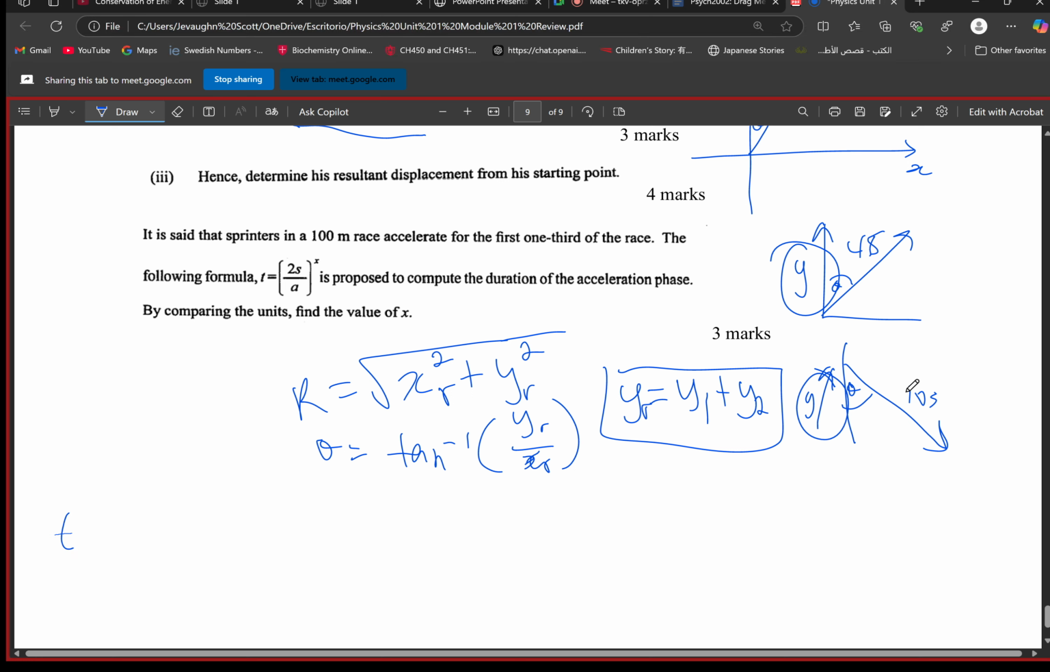The last part is t is equal to 2s over a, brought to the power of x. We're trying to find x there. So how can we simplify this? Anyone?